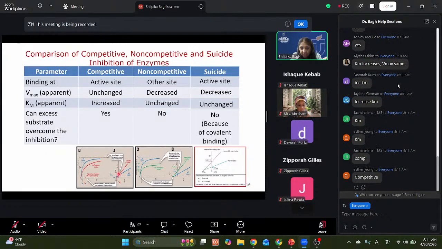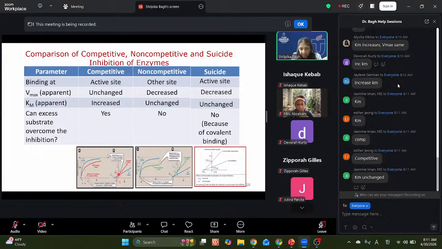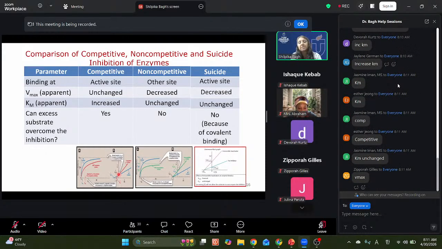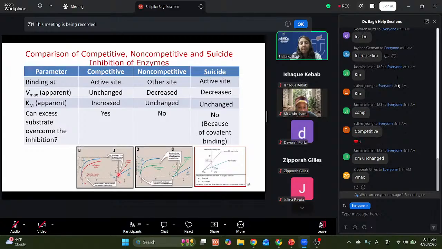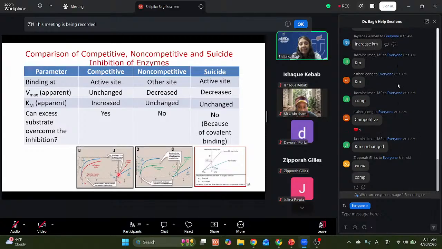Here, what is unchanged? Vmax or Km? Look at my cursor. Vmax. Is it competitive or non-competitive inhibition?